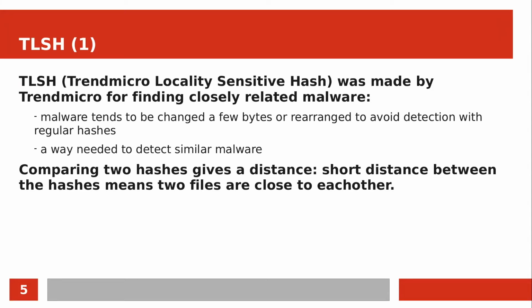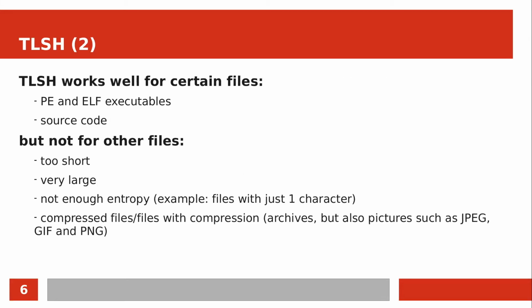Comparing two TLSH hashes gives you a distance, and a short distance between two hashes means that two files are very close to each other. This works very well for certain kinds of files like PE, that is Windows executables, and ELF executables, but it also works very well for source code. It doesn't work so well for other files, like files that are too short and don't have enough entropy, like files with just one character repeated many times. It also doesn't work well for very large files or compressed files, like archives, but also pictures like JPEG, GIF, and PNG.